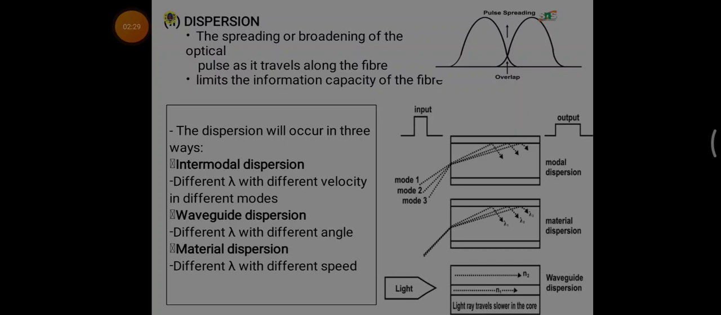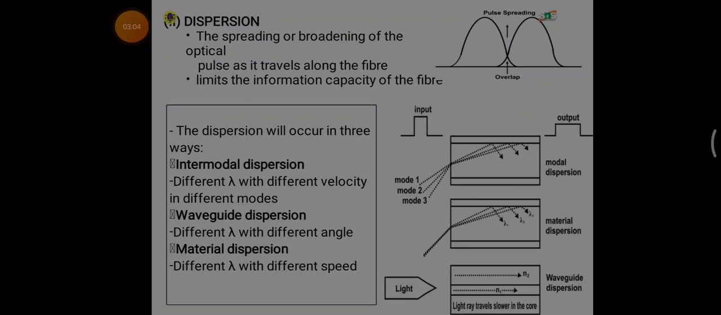And material dispersion. In material dispersion, the dispersion occurs due to different wavelengths traveling at different speeds inside the fiber, as shown in the figure. The material dispersion can be minimized at certain wavelengths, say 870 nanometer, 1300 nanometer, and 1550 nanometer. These wavelengths are termed zero dispersion wavelengths.